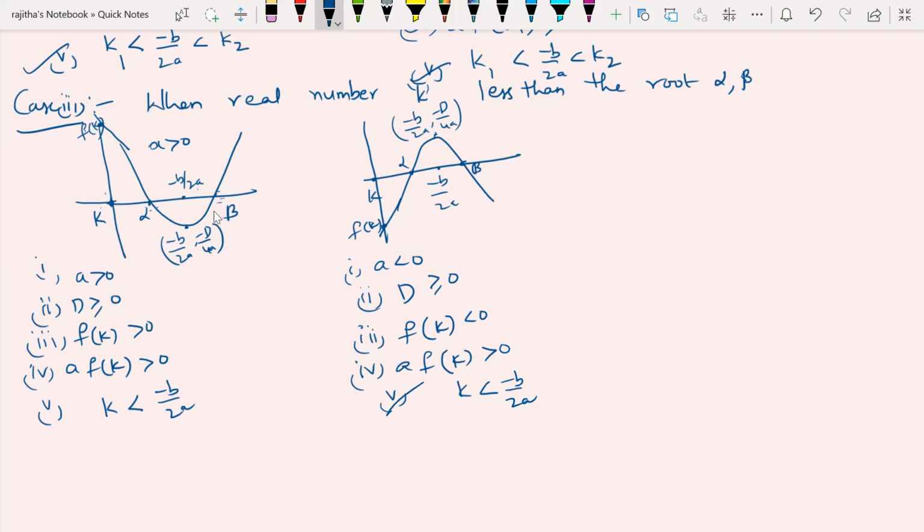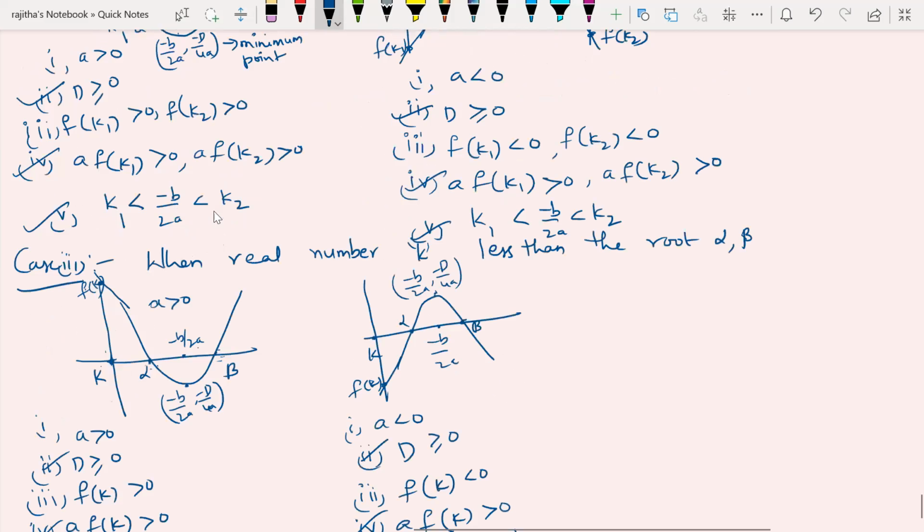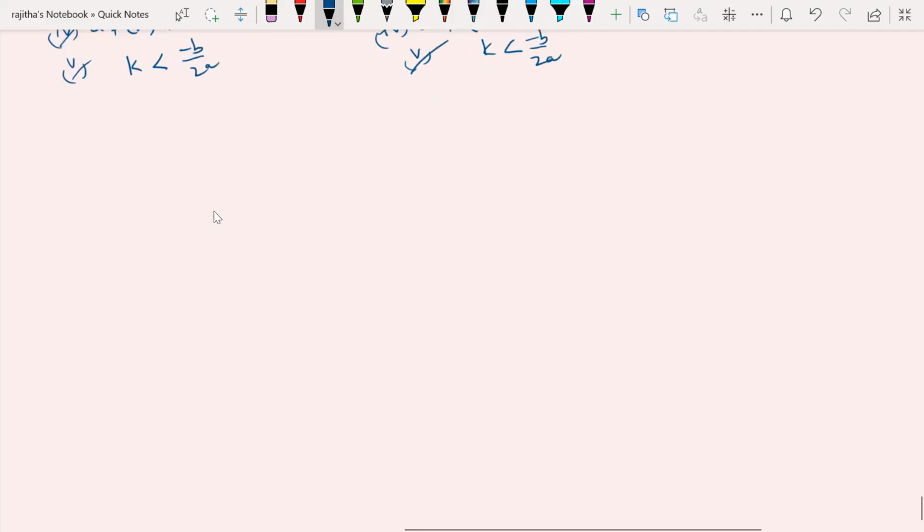In this, what is common? The discriminant is greater than 0, and a into f of k is greater than 0. These are the common points in this case, when the real number k is less than the roots alpha and beta.